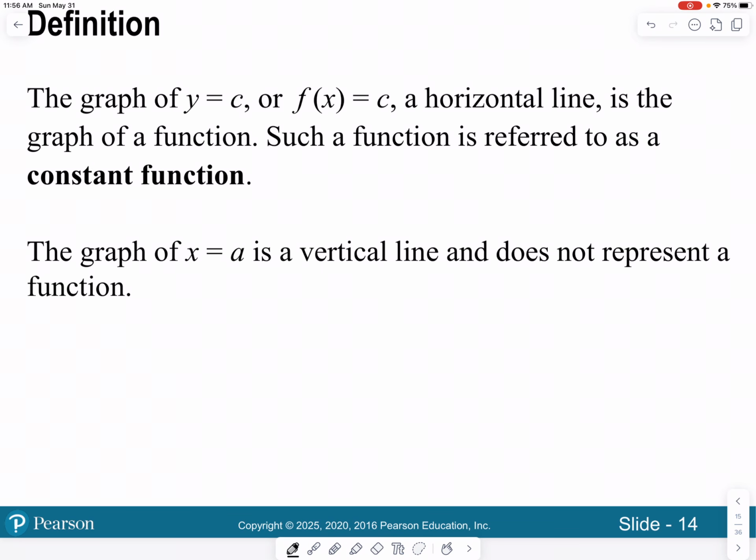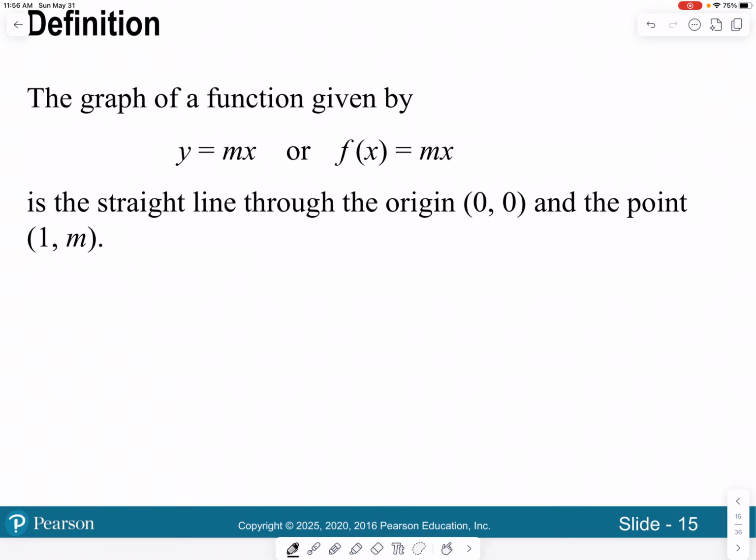Okay, so the graph of y equals c, or f of x equals c, a horizontal line, is the graph of a function. Such a function is referred to as a constant function. The graph of x equals a is a vertical line and does not represent a function. So y equals a number is a horizontal line, we call that our constant function. X equals a number is a vertical line. It's not a function at all.